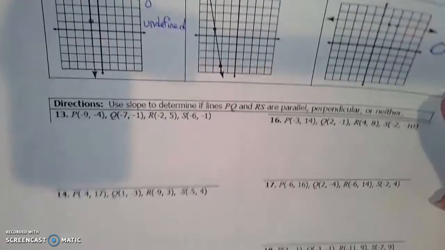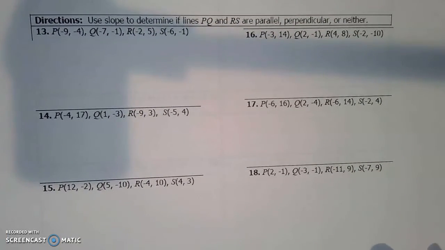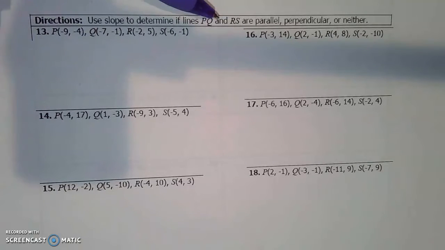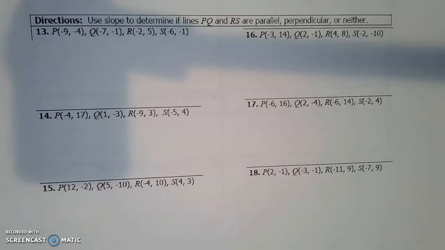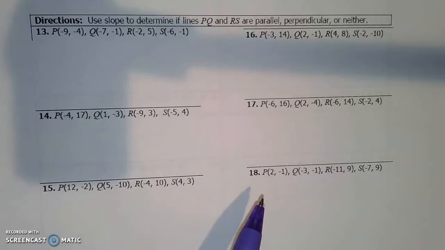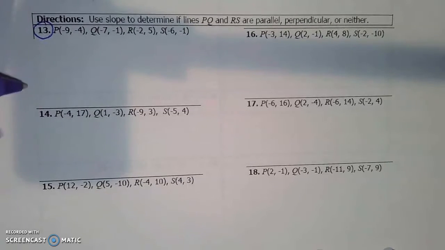The next portion, I keep saying chunk, I'm sorry. The next portion now is using your slopes between 2 points to determine if your lines are parallel, perpendicular, or neither. And we just got done doing this the other day, which is great. These problems in Go Formative are 3 problems per 1 problem. So that's where the problems start to get kind of lengthy. So we'll do these 2 together.